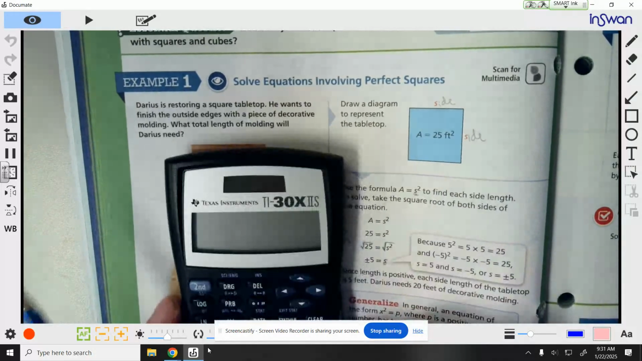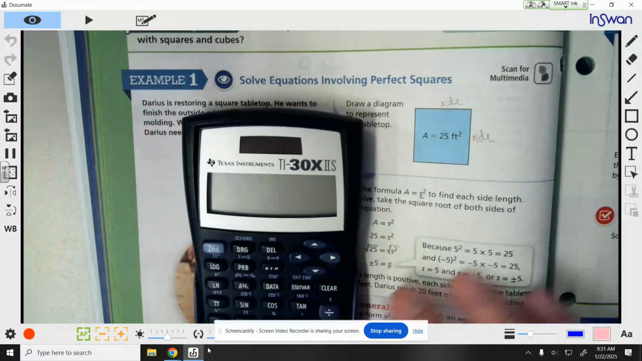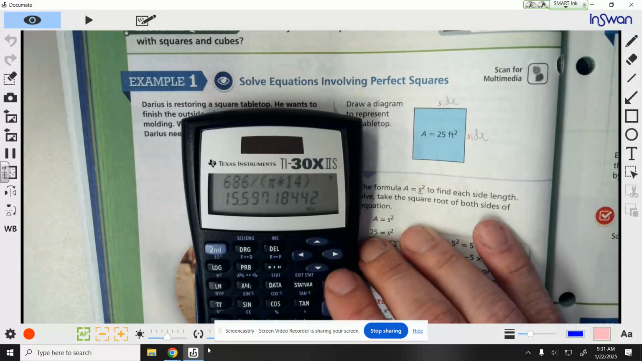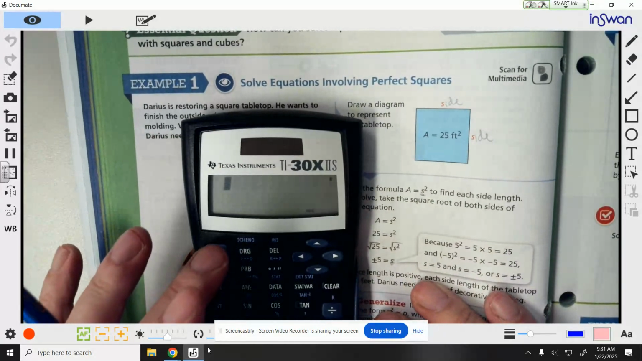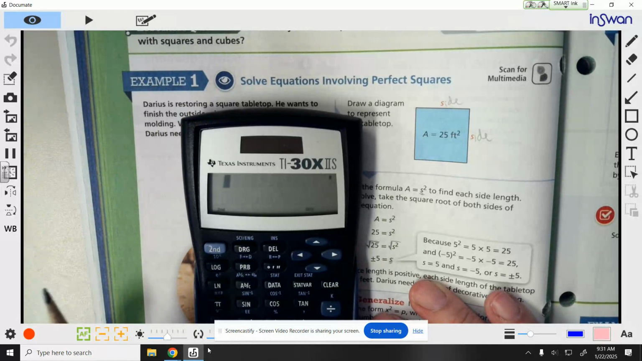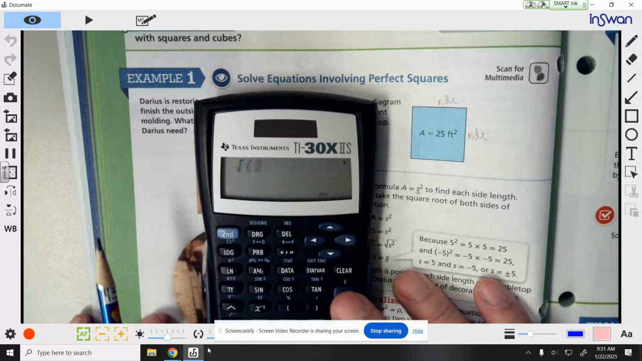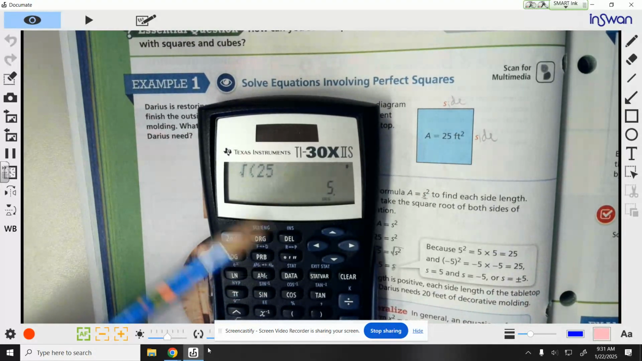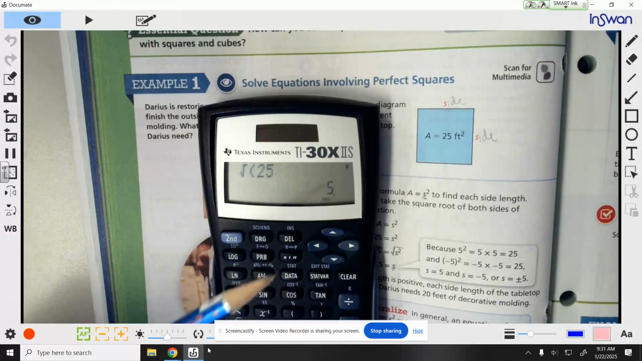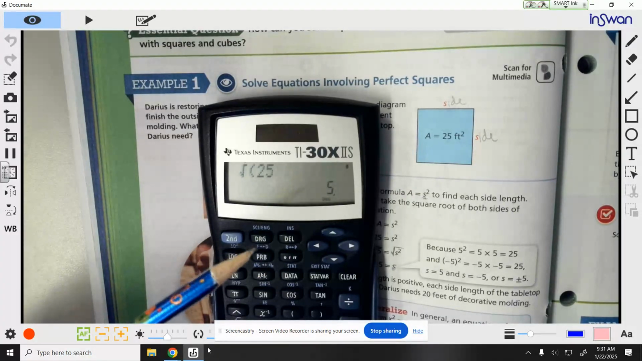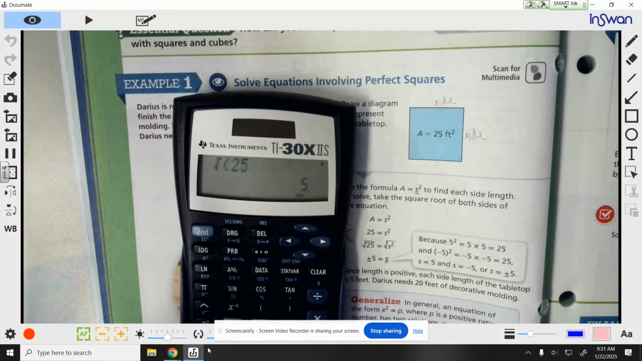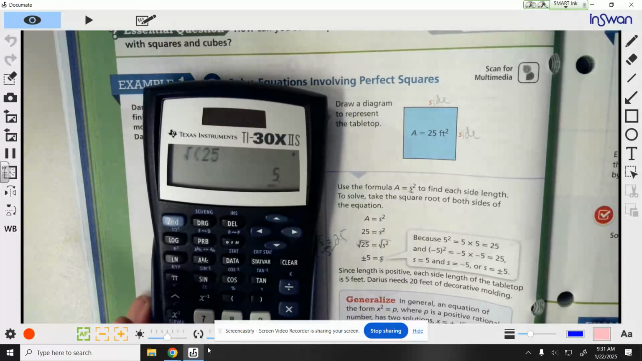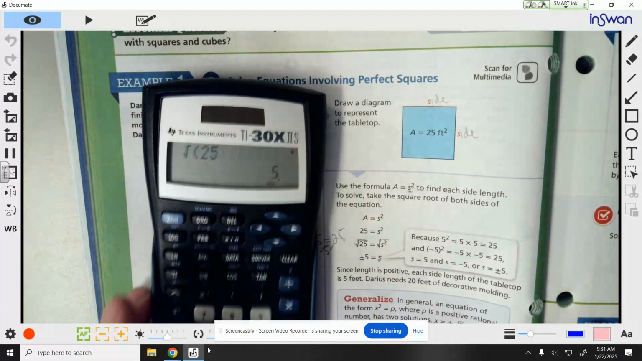Okay, again, if we wanted to use our calculator, we type in the square root, so second, and we hit the square root key. Make sure it's this one, there's a different one you'll see in a minute. 25 equals. You see, it doesn't give us the negative answer, it's only going to give you the positive answer, okay? The positive answer is called the principal square root. So again, you're only going to get the positive answer when you use your calculator.